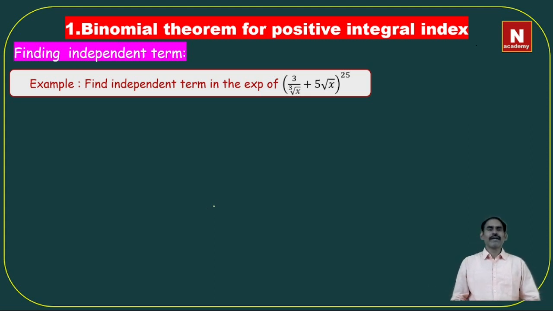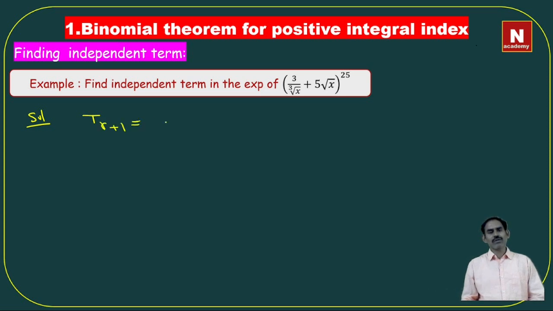How to find the independent term in the given expansion? Already I said independent term means the term without x. This is the given binomial expansion. Same formula is used. Find the general term first, after that find r and the corresponding value. See, the given expansion's general term formula: T(r+1) equals nCr x^(n−r) a^r.